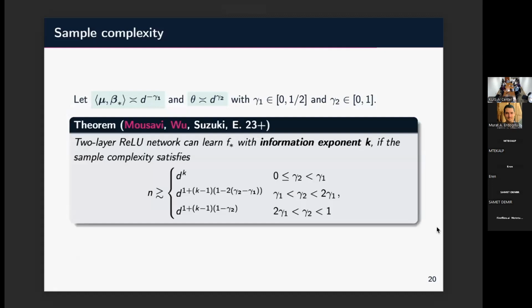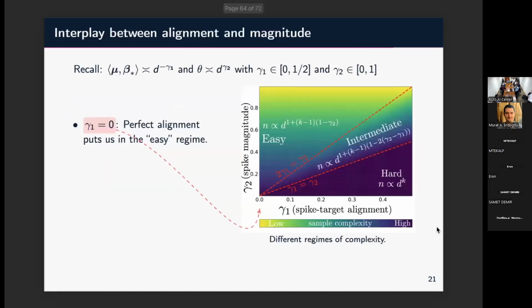The sample complexity of learning a target f star with information exponent k is as follows. There are three regimes depending on how gamma 1 and gamma 2 interact with each other, and you get these sample complexities. Instead of staring at these equations and me trying to make sense of them, let me show you what happens in the picture. You get these three regimes depending on how gamma 1 and gamma 2 interact. Gamma 1 here is on the x-axis, that's the spike target alignment. Gamma 2 is the spike magnitude, that's on the y-axis.